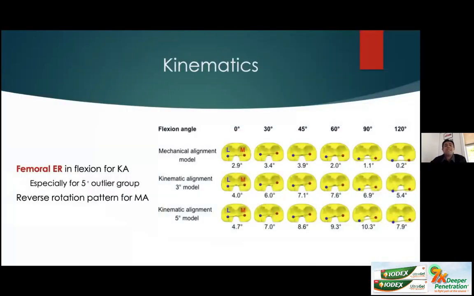And as you can see here, the top row is the mechanically aligned model with various degrees of flexion. And the bottom 2 rows are the kinematically aligned model. Red M is medial, blue L is lateral. So as you go through flexion in a mechanically aligned model, there is actually some internal rotation of the femur. In a kinematically aligned model, that seems to be matching the native kinematics of the knee, in which there is more translation posteriorly of the lateral femoral condyle compared to the medial femoral condyle. So at least that seems to be restoring the native knee kinematics.